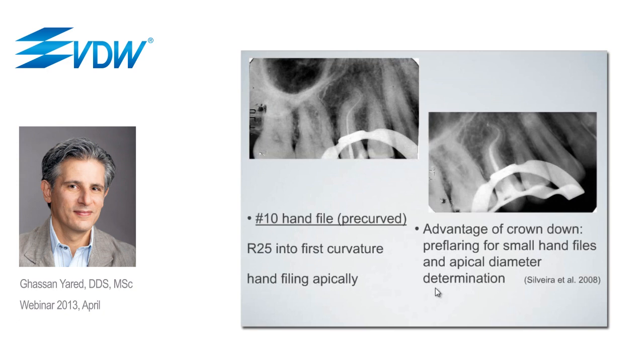In some cases, just when you look at the preoperative radiograph, you can tell from the anatomy that you will not use a Reciproc instrument to the working length. So in this case, there is a severe double curvature. So in this case, the Reciproc instrument was used as far as possible, as long as it was advancing easily.